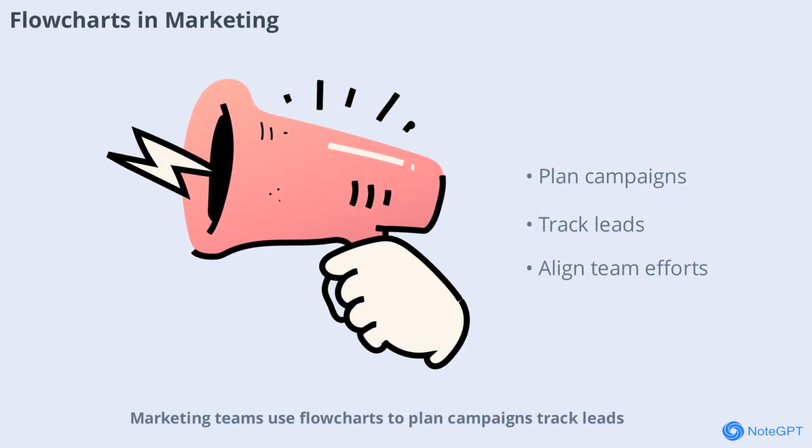Marketing teams use flowcharts to plan campaigns, track leads, and manage content creation. By visualizing each step, they can coordinate efforts, measure results, and adjust strategies as needed. Flowcharts keep everyone aligned and focused on shared goals.